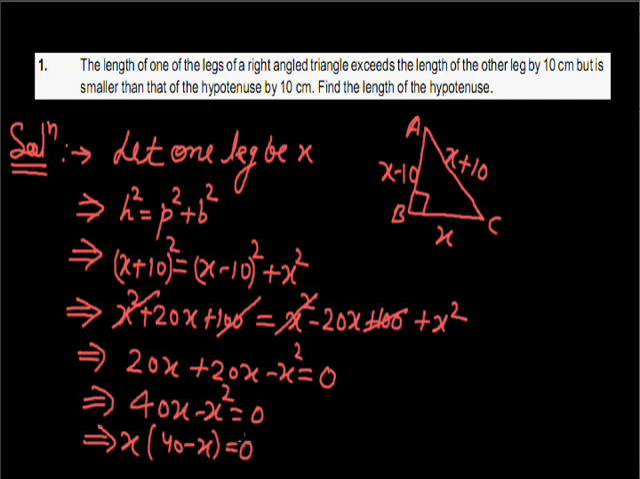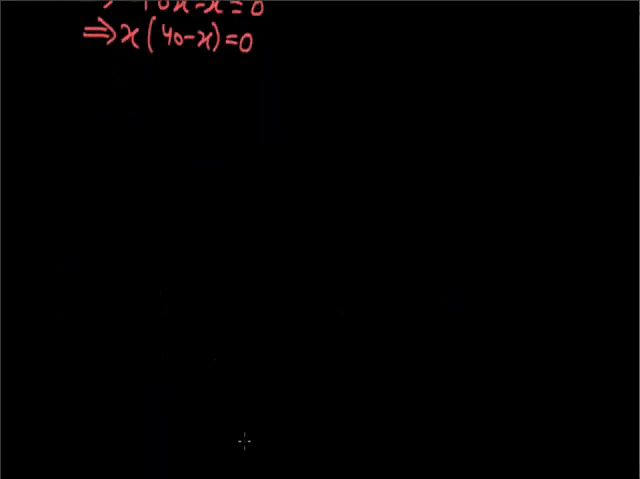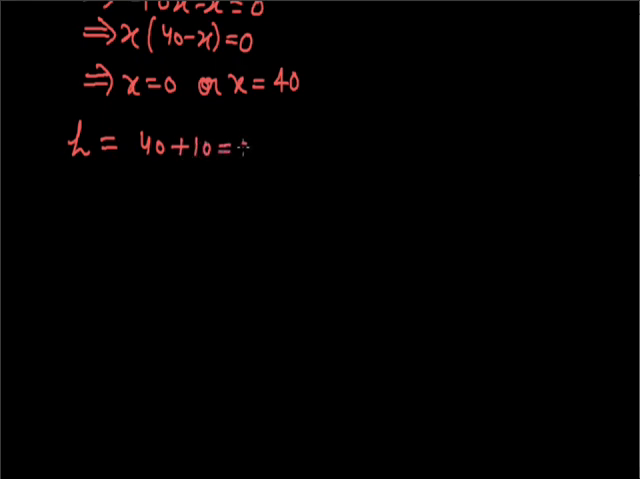By solving this equation, we would get either x is equal to 0 or x is equal to 40. But as we know that the side of a triangle cannot be 0, so the value of x will be given as 40. So the hypotenuse, as we assumed that hypotenuse was x plus 10, will be 40 plus 10 is equal to 50 centimeter. That is our answer.